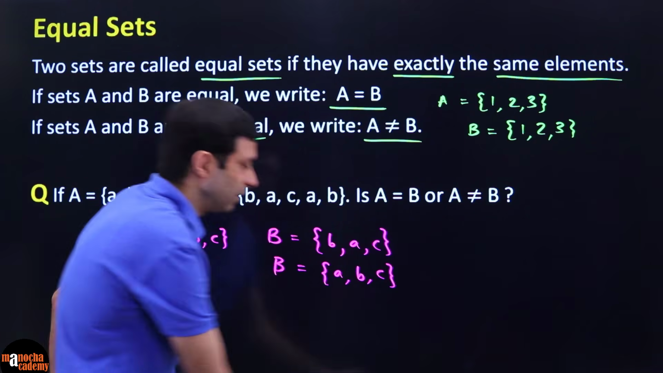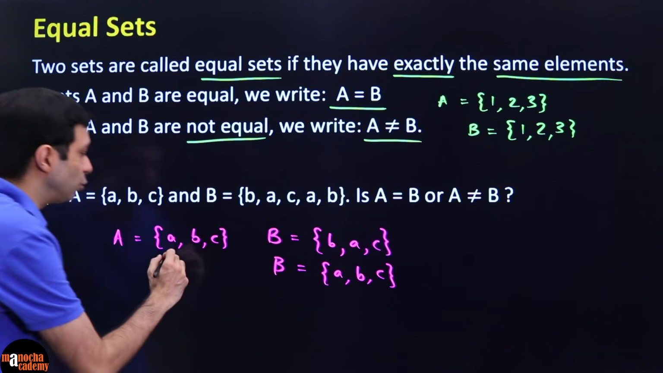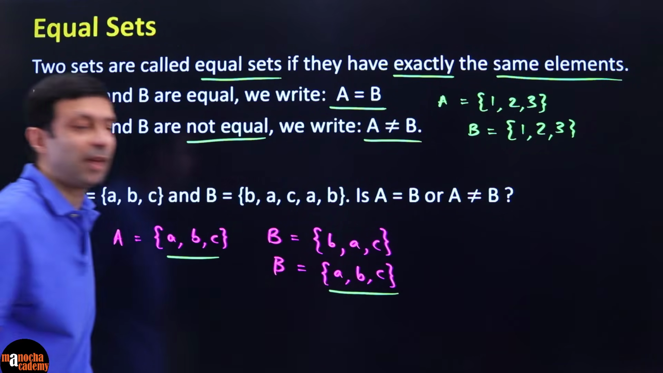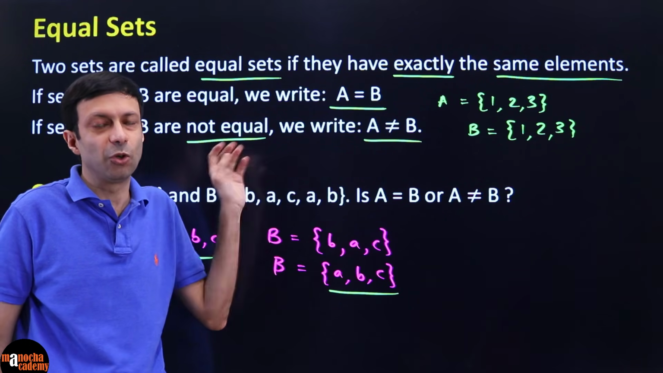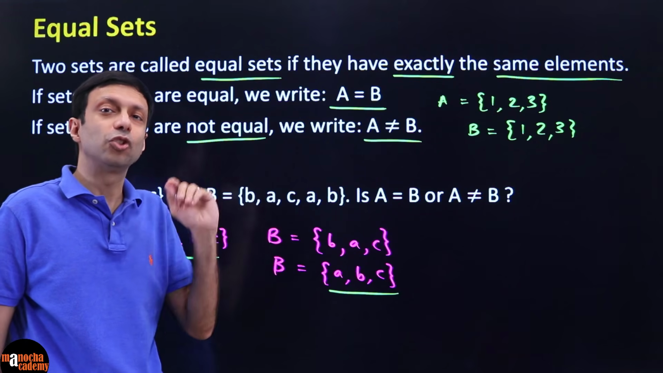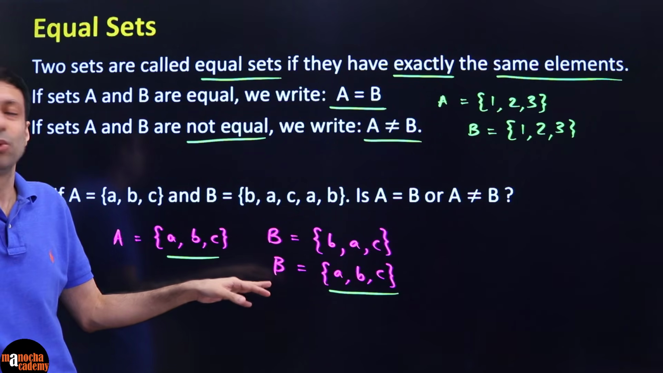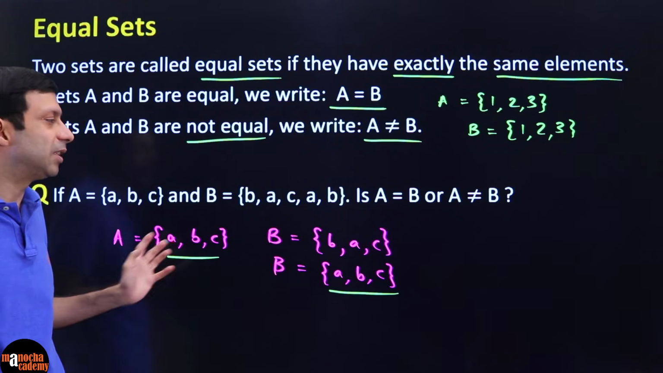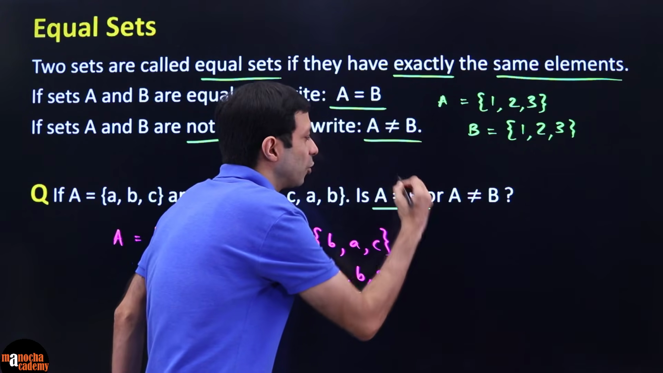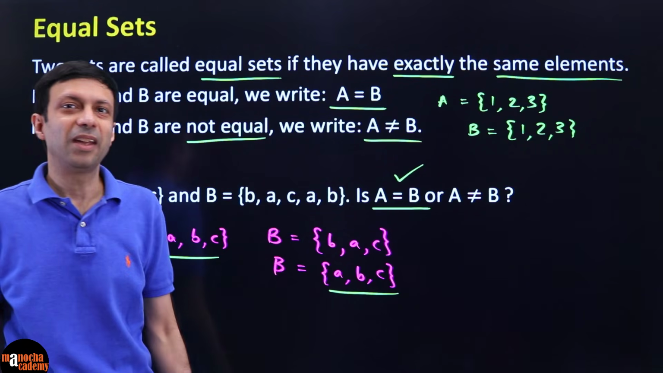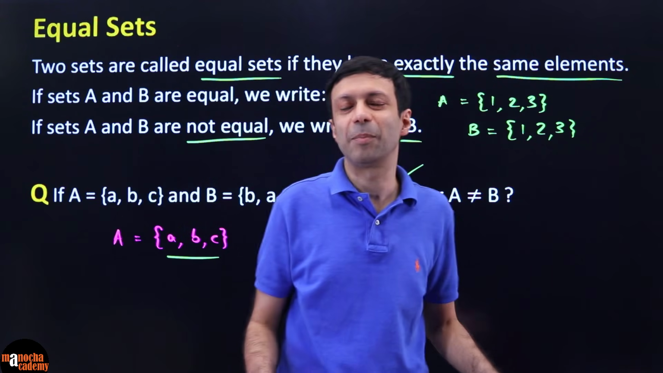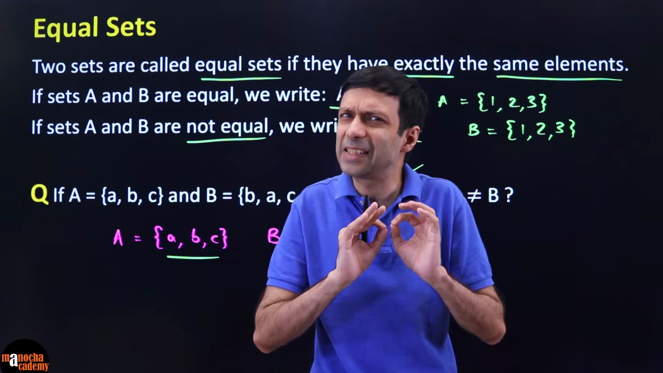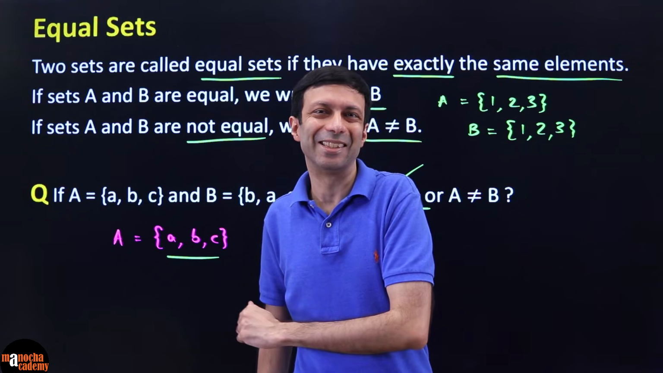So can you guys see that A and B, these two sets are having exactly the same elements in it, because remember in a set you should not take the duplicates. The duplicates should be removed. The elements should be unique here, and you can see the two sets are having exactly the same elements A, B, C. So the correct answer is going to be A is going to be equal to B. So that is the concept of equal sets. They should have exactly the same elements in it.